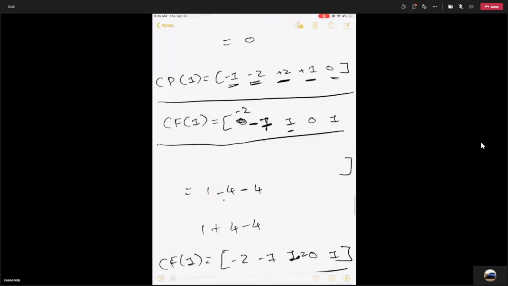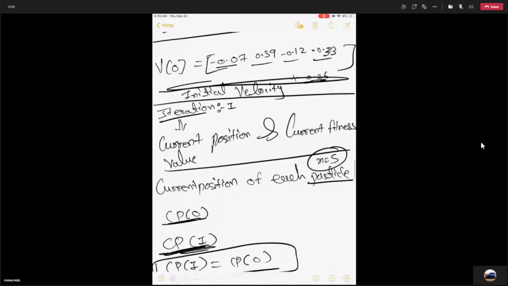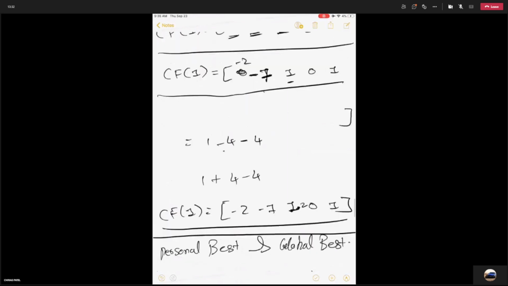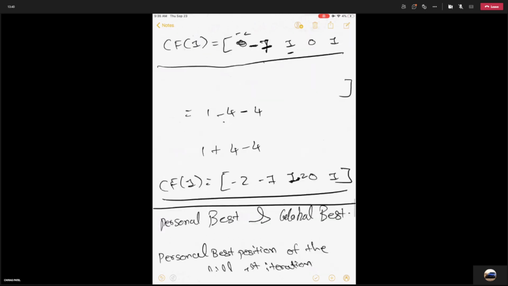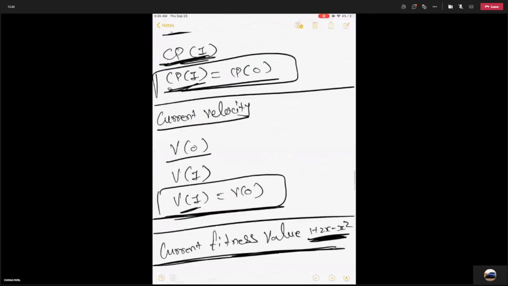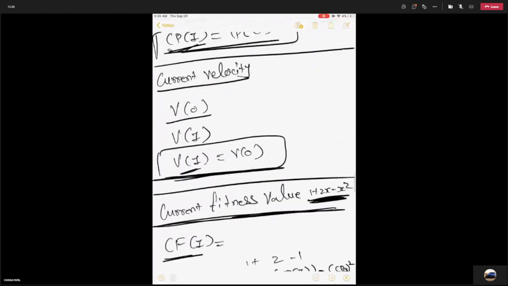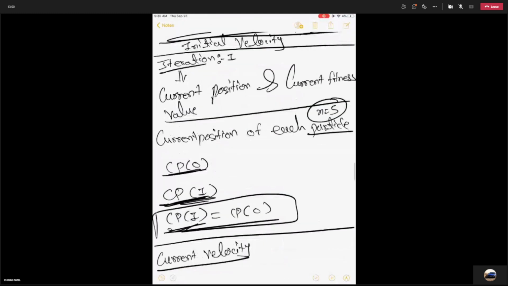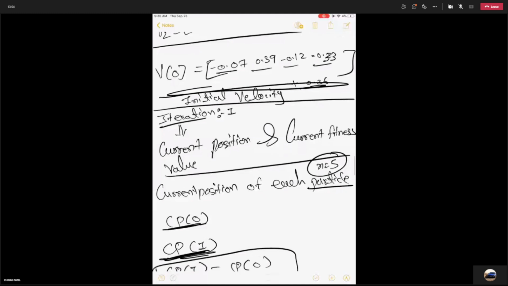The V1 matrix, we can write it out again. It is 0.7, 0.13, and 0.12. V1 at 0.7, 0.39. 0.07, 0.13, and 0.12, 0.33.